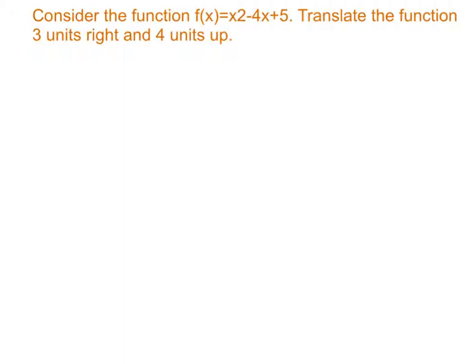So this question is asking me to consider the function f of x equals x squared minus 4x plus 5. And they're telling me to translate the function 3 units right and 4 units up. So to do that, I need to know where my function is on the graph. In other words, I can't move the thing before I know where it's located. So to find where that vertex is, where that bottom part of the parabola is, I'm going to need to use completing the square to get this into vertex form.